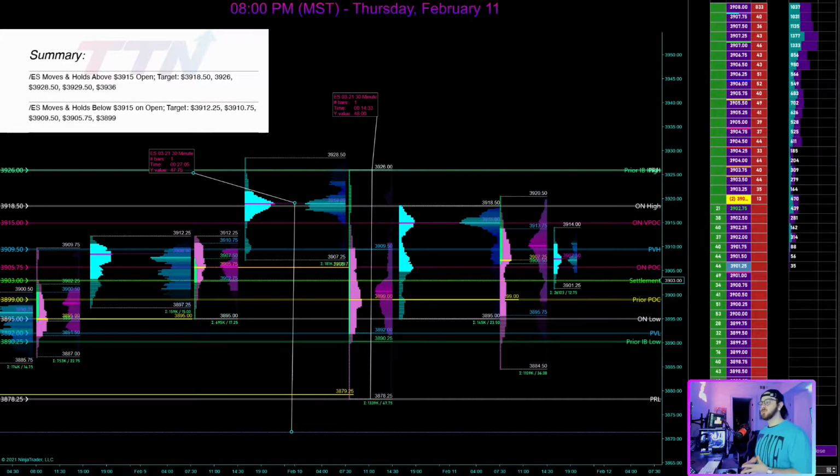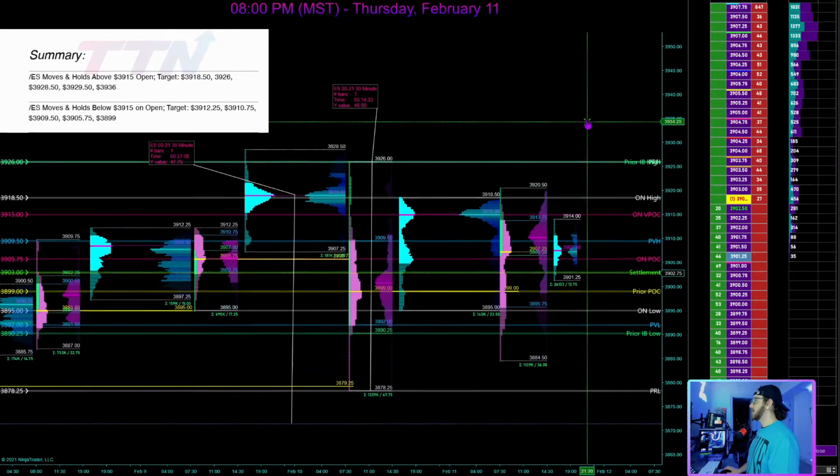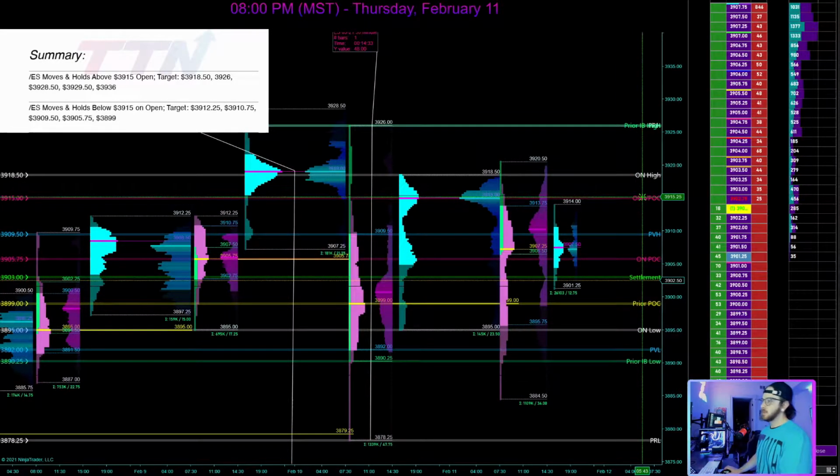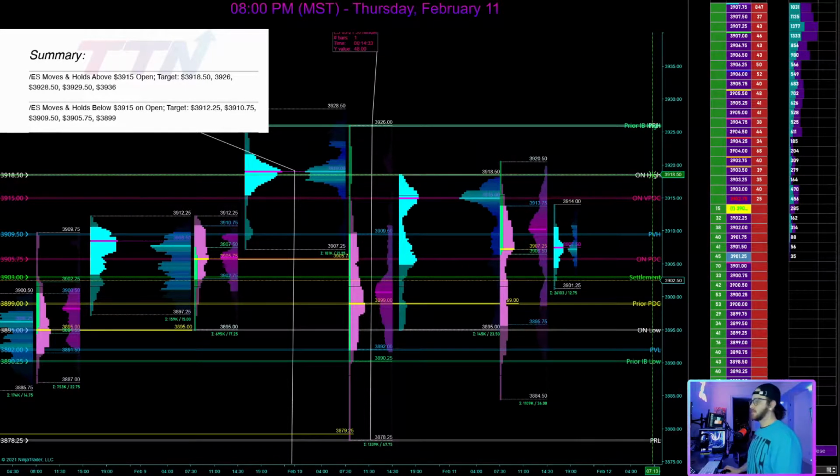Now, once we move down into the summary here, we will get into the targets more specifically. You can see that, again, line in the sand, that 39.15 level. We'll go ahead and pull that up on the chart. Overnight VPOC, 39.15. And the first target that I had to the upside was 39.1850. 39.1850 was the overnight high. We discussed that as well.